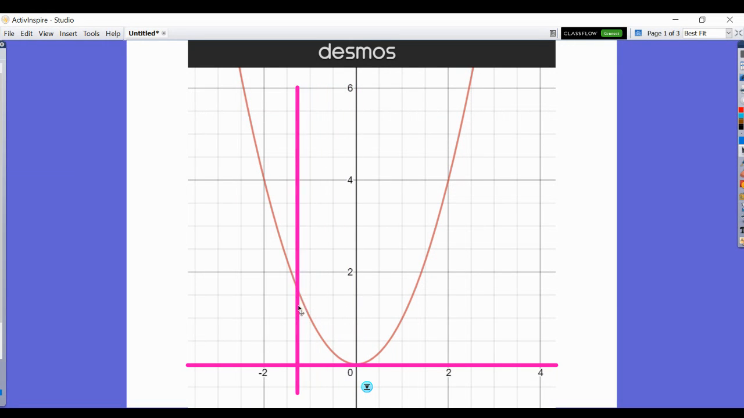So I can see if I take my vertical line, I'm sliding my vertical line, and everywhere I go, this vertical line is only touching my parabola one time. That means it passed my vertical line test. It is definitely a function.